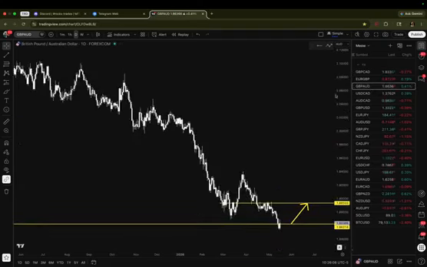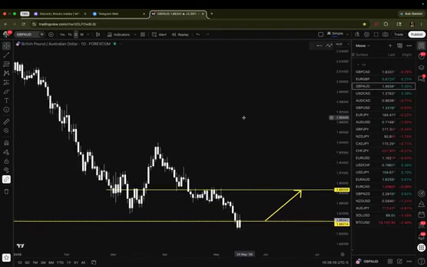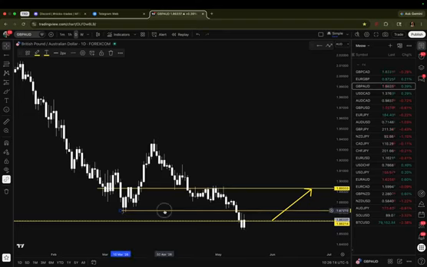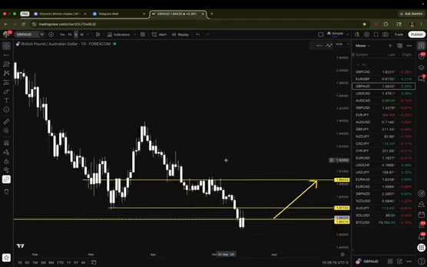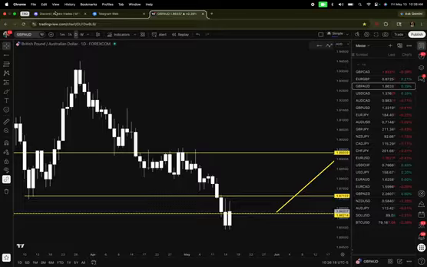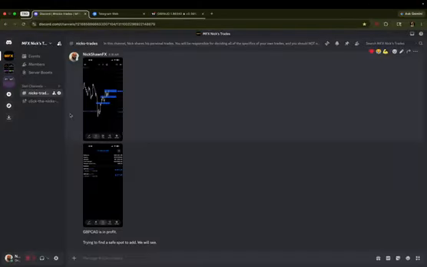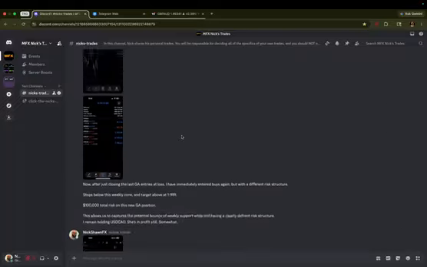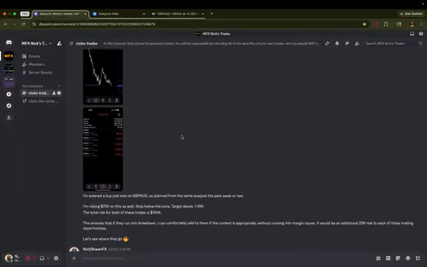So GBP AUD was the first one. Originally, I had bought right here around these lows. Price had come down into those lows, and then I bought right here. And all this was shared live inside the Nix Trades Discord server, in real time, time-stamped, everything.